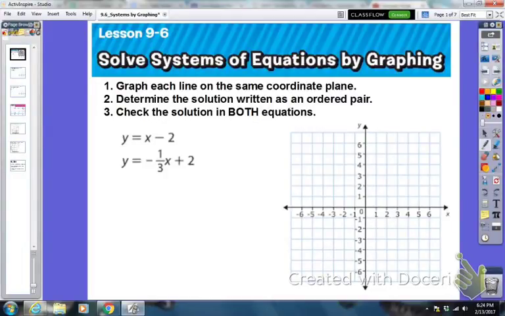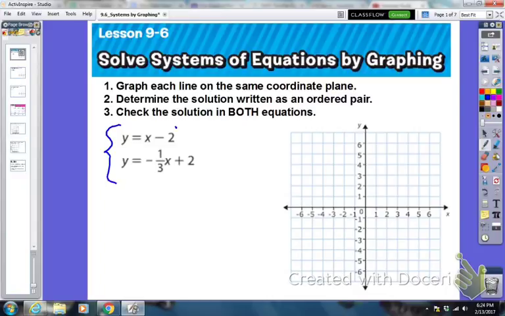This is section 9.6, solving a system of equations by graphing. A system of equations just means you have two equations to graph on the same coordinate grid, and then we'll talk about the solutions they have. In 9.5, we graphed an equation in slope-intercept form. We're going to do the same thing here.